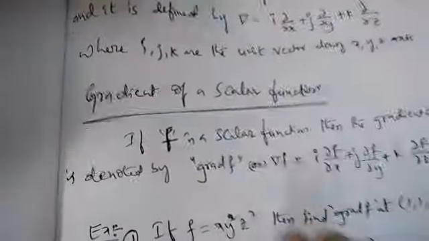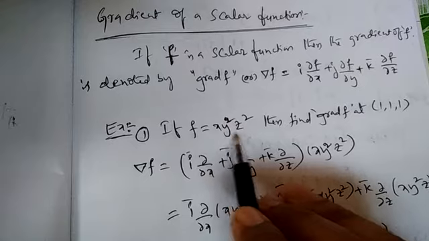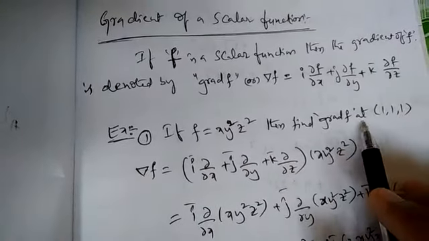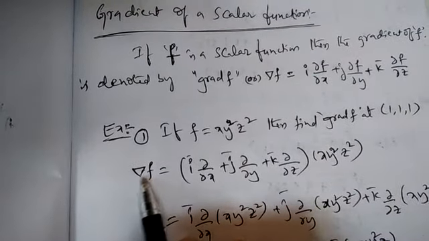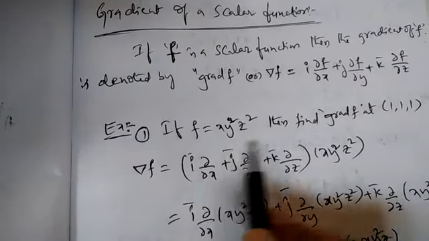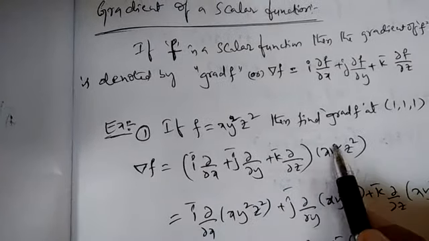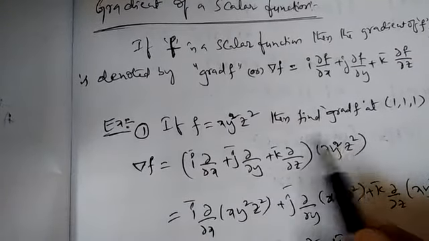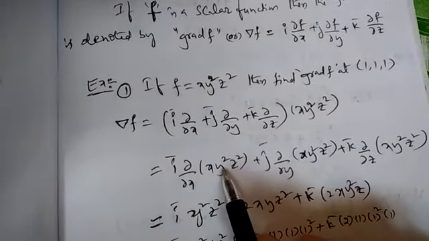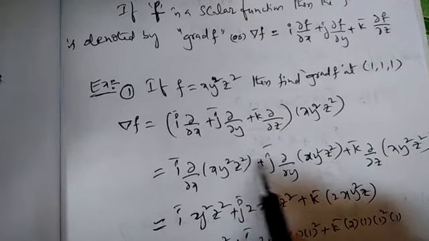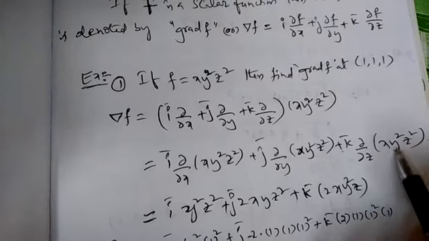Now look at the problem, so you understand it clearly. If f equals x y square z square, then find the gradient of f at 1, 1, 1. First apply the del operator on f: del f, where f is x y square z square. Now we need to apply this to each term: ∂/∂x of x y square z square plus j ∂/∂y of x y square z square plus k ∂/∂z of x y square z square.